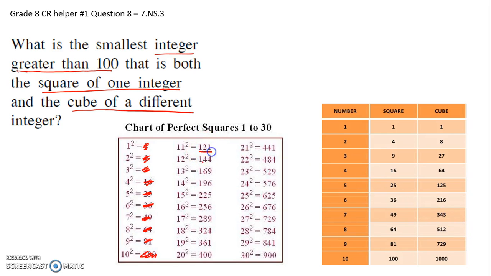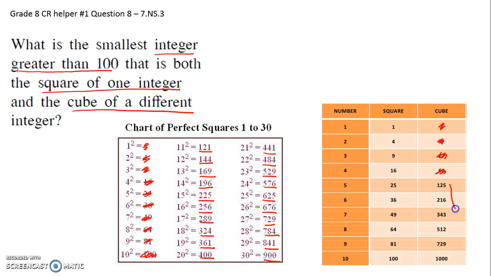Now I'm looking at these numbers. All of these numbers greater than 100, that is the square of one number. So any of these. And I only went up to 30 squared or 900 because I know it's on that list. Okay, so the square of one integer but the cube of a different integer. So now I got to look at my cubes. I need a number greater than 100. Well, if I look at these cubes, the first one greater than 100 is 125.